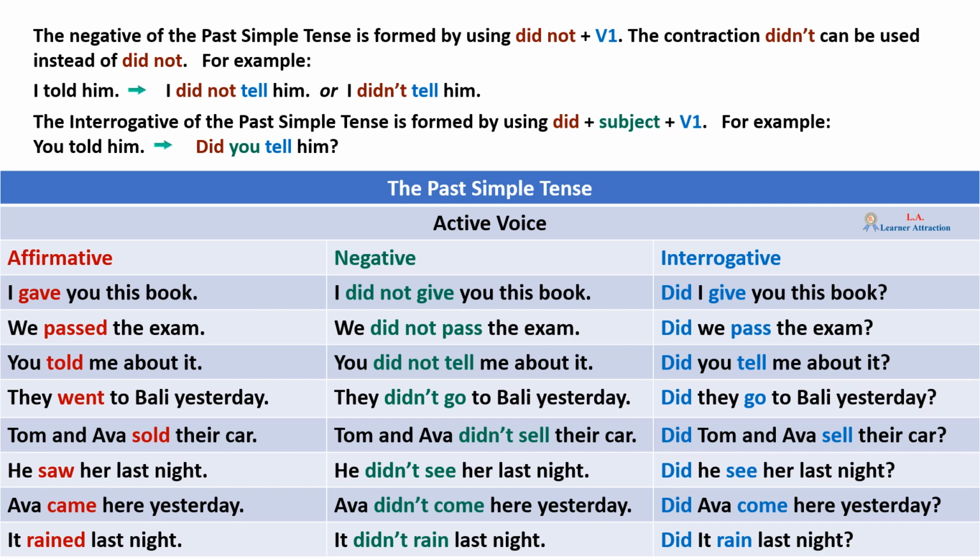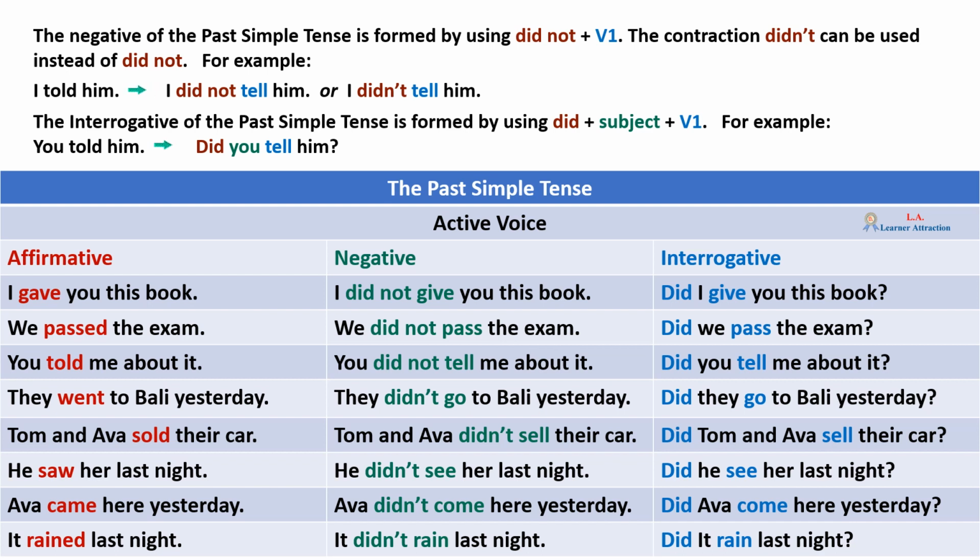The negative of the past simple tense is formed by using did not, plus verb 1, or the base form. The contraction, didn't, can be used instead of did not. For example, I told him becomes, I did not tell him. Or, I didn't tell him.